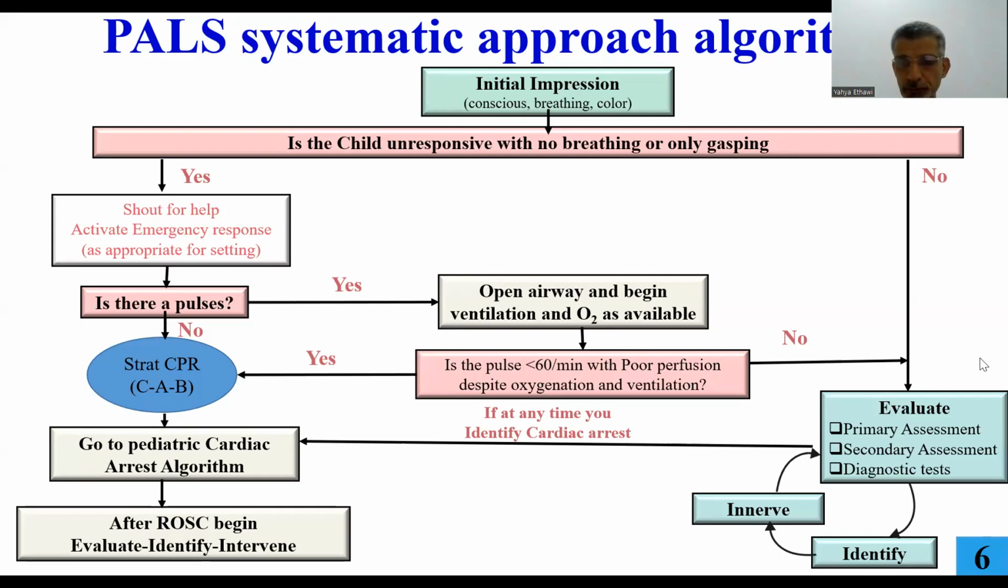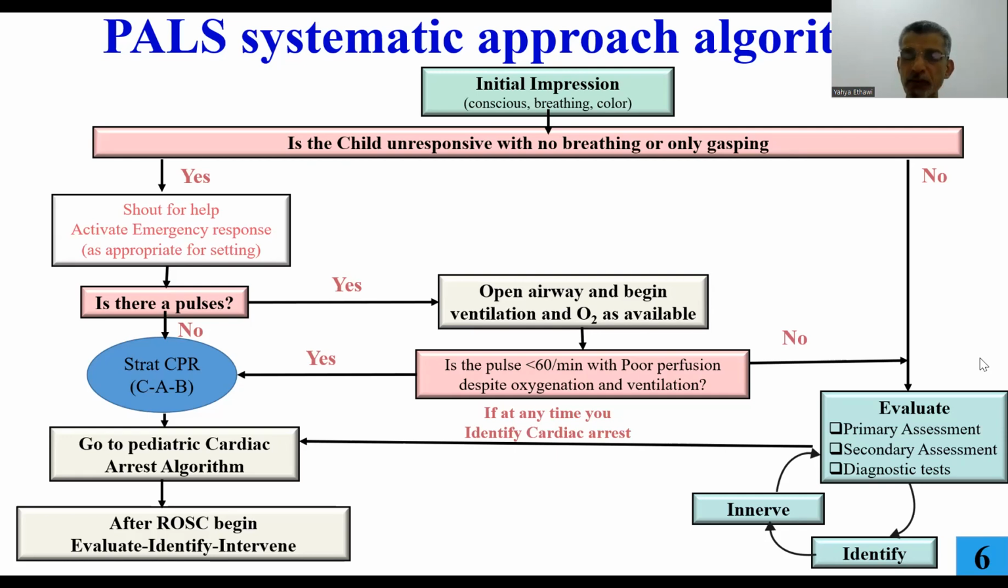After you shout for help, or if you have an alarm or code in your hospital, you have to activate the code. It depends on the age. If it's a newborn, you will activate the neonatal code, whether it's pink or blue depending on the hospital, or a pediatric code, or you simply shout for help. After you shout for help, you go right away to check: is there a pulse or no pulse? If there is a pulse, you concentrate on the airway. Is the airway open? If the airway is open, you start right away to ventilate and give 100% oxygen.